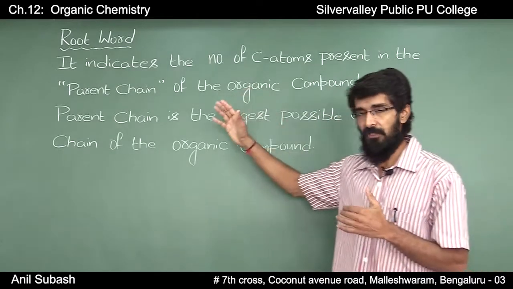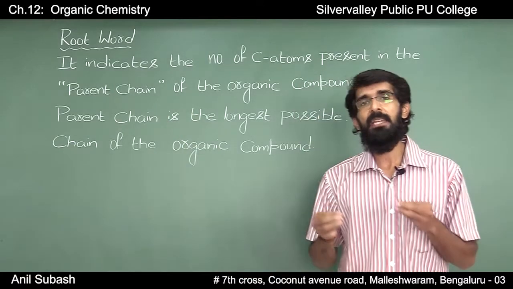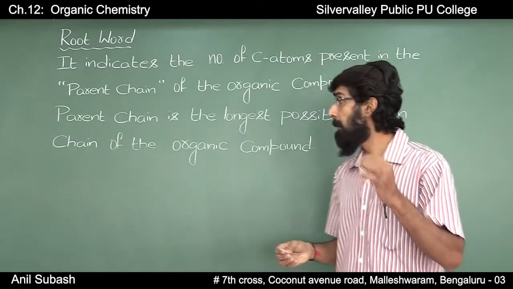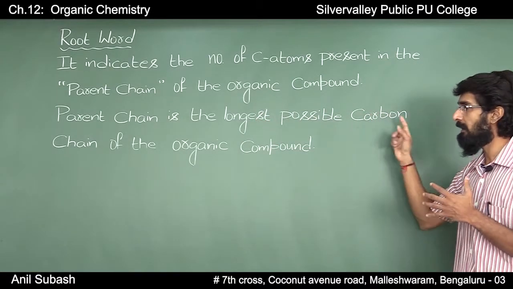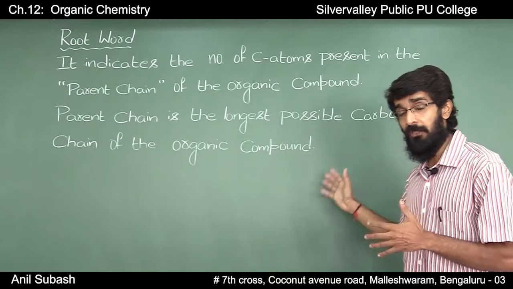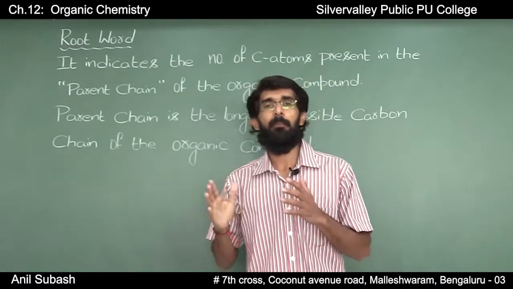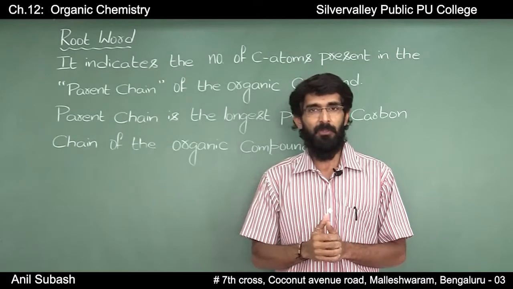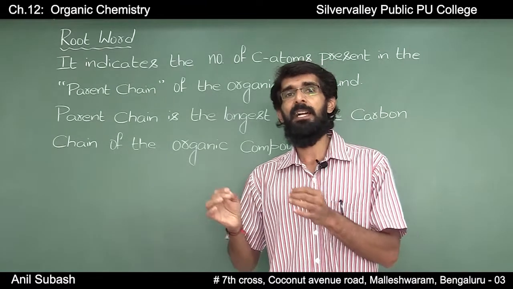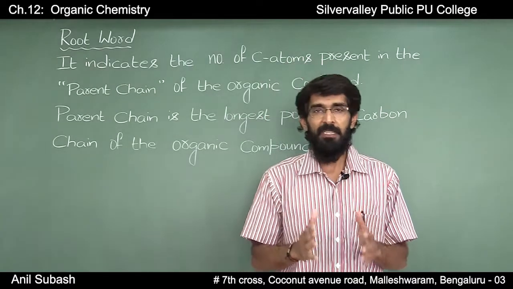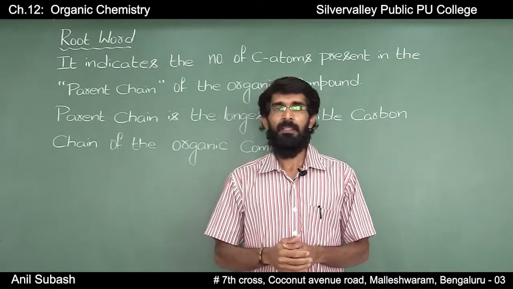Now, we have come across a new term, parent chain. What do you mean by a parent chain? Parent chain is nothing but the longest possible carbon chain of the organic compound. It is the longest possible carbon chain of the organic compound, and this longest possible carbon chain may be a straight chain or it may be branched.